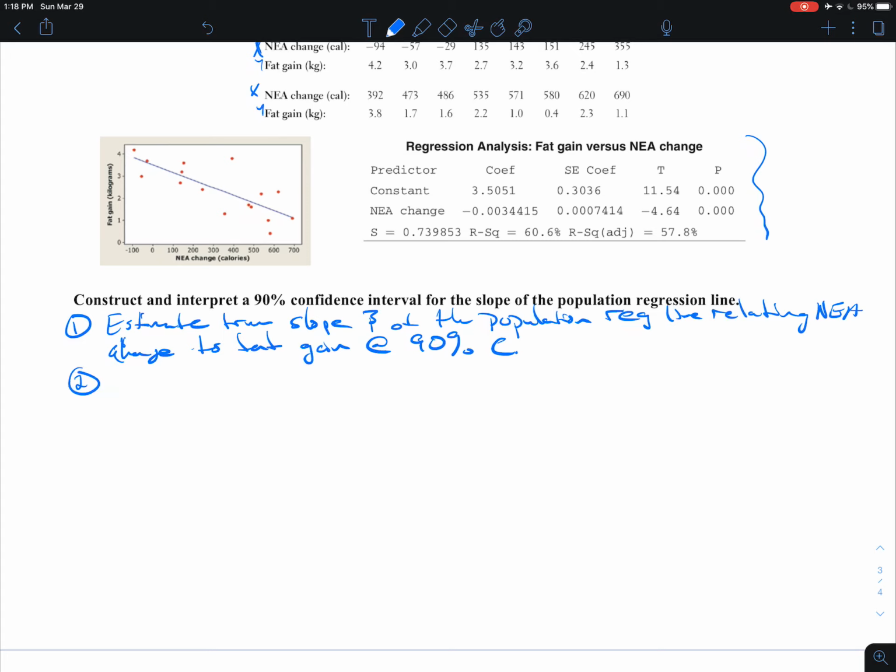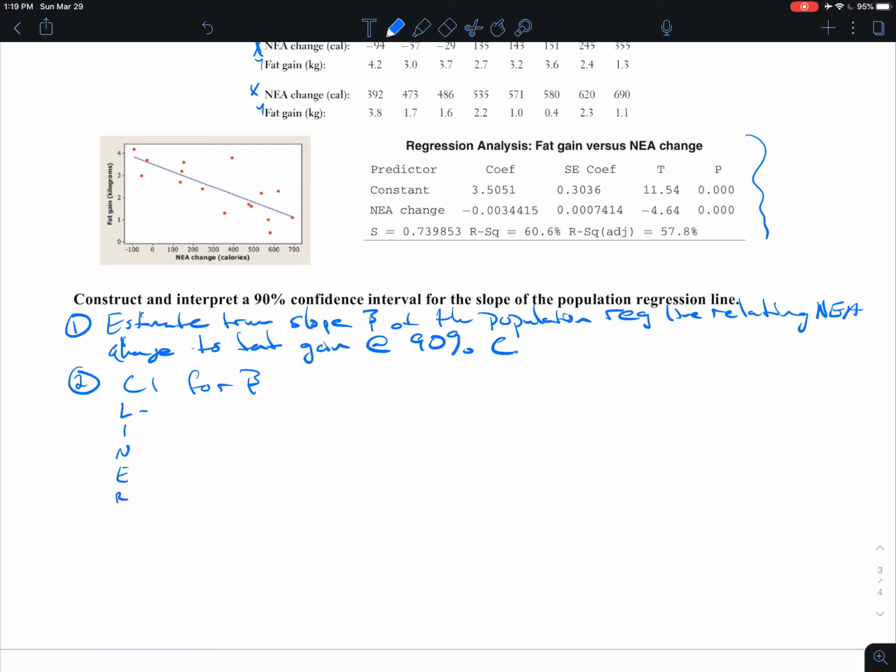All right, step one. Step two is the plan. And in the first video I said, this is where most of the work is going to go. A CI for beta, which is what we're trying to do, has 5 conditions that need to be checked. And the acronym LINER may help: linear, independent, normal, equal variance, and random.